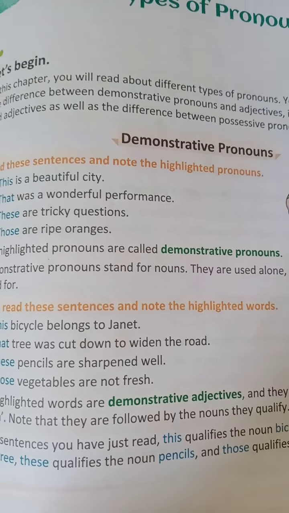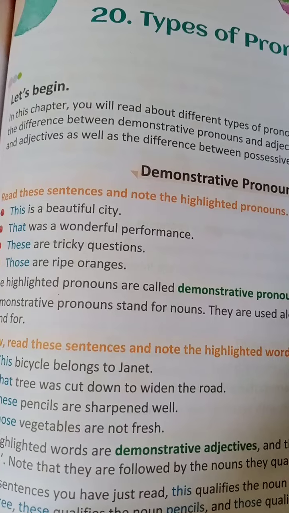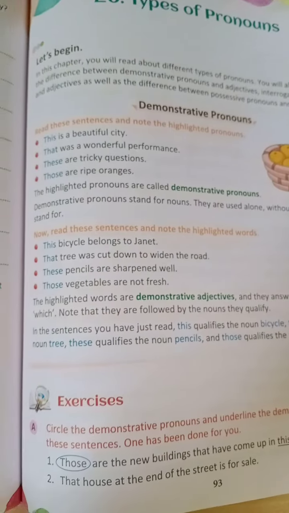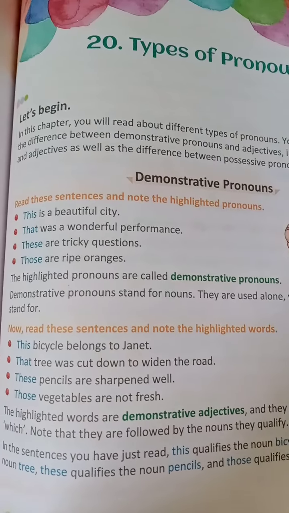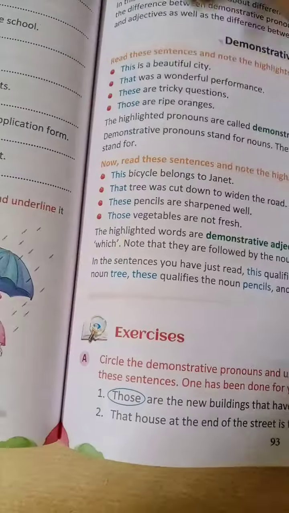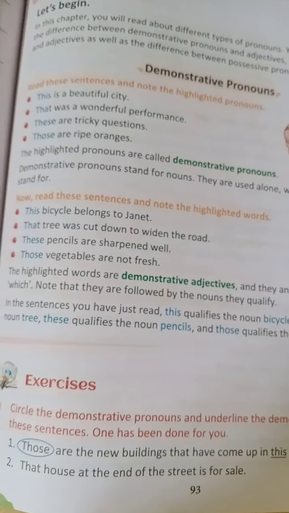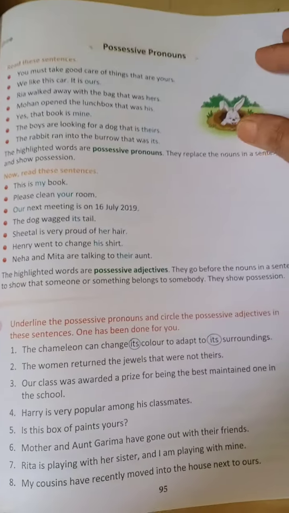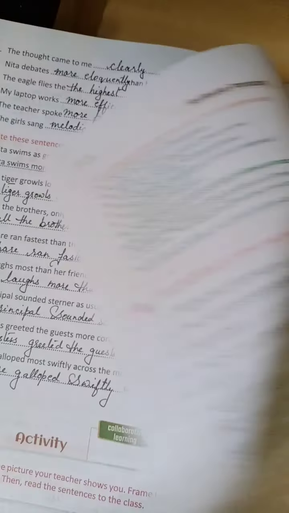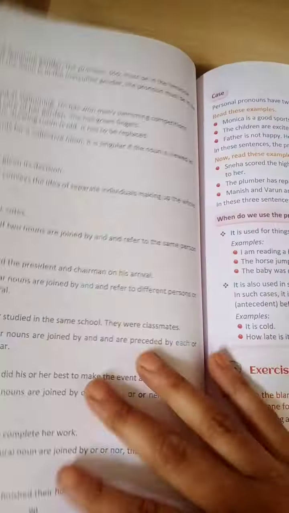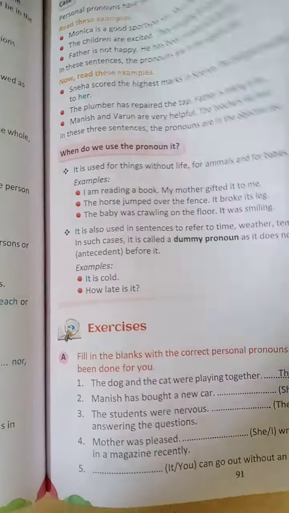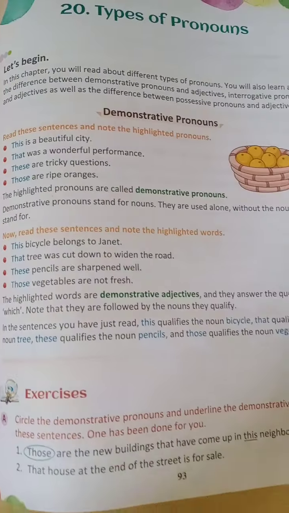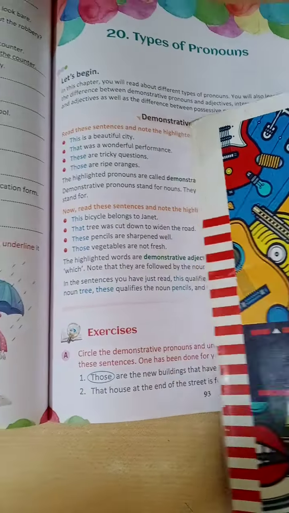Now let us see types of pronouns. How many types of pronouns do you think you have in grammar? We have demonstrative pronoun, then interrogative pronoun, possessive pronoun, then reflexive pronoun. So how many kinds is it becoming? Actually it is becoming 4, I hope, if I am not wrong. Okay, so let us see.